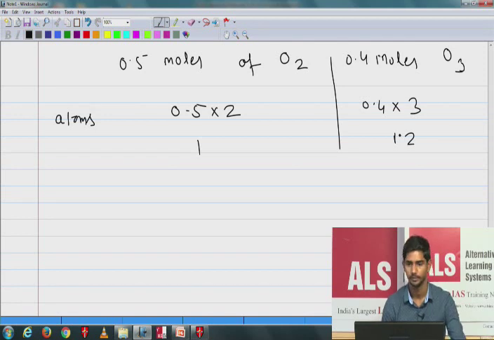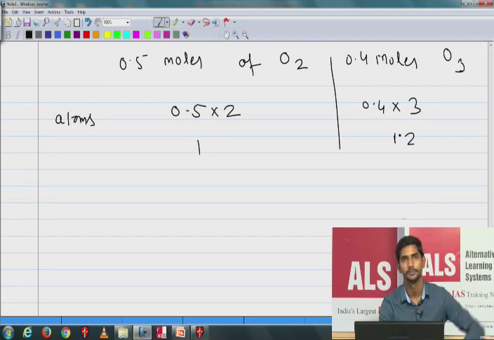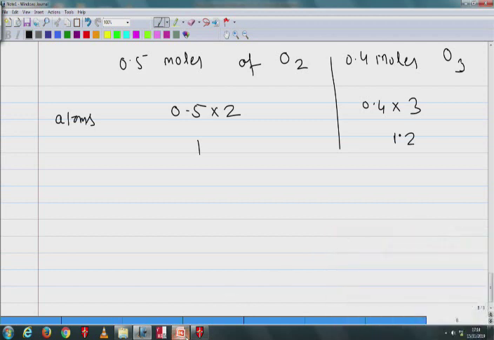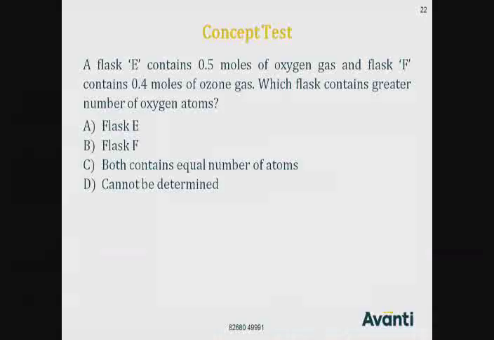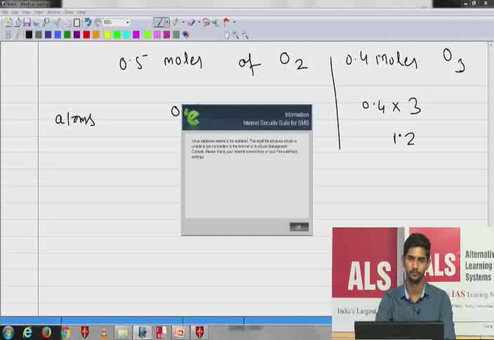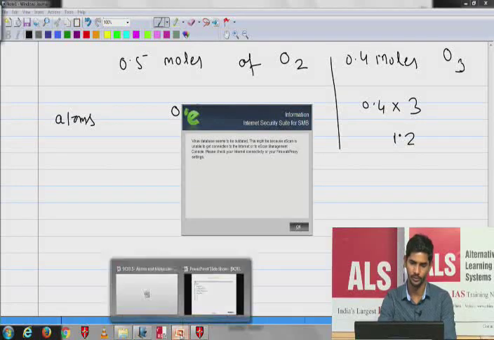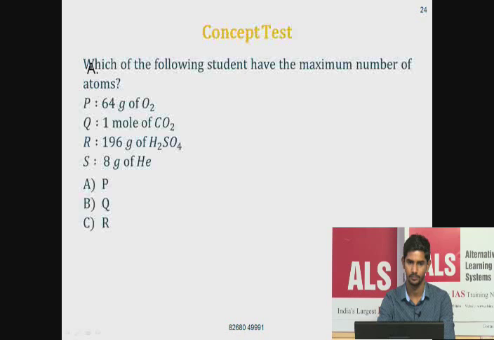Okay, so let's move on. You can copy this one. Okay, let's move on to the next part. Attempt this question and tell me the correct answer for this one. Which of the following has the maximum number of atoms? They are giving you the different options over there.